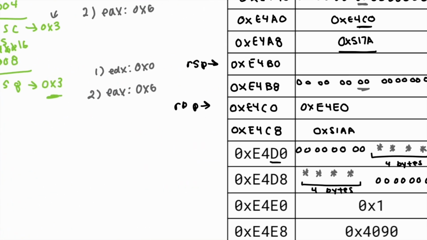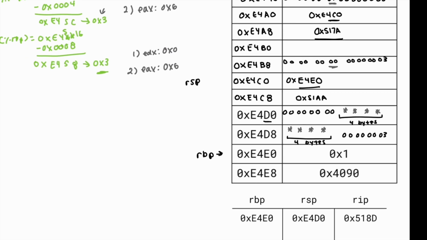We're moving RBP to RSP. RSP goes down. Then RBP goes to this address, E4E0. RSP goes down by 8. And then because of the return instruction, it's going down by 8 again. By going down, I mean it's moving toward the higher memory address. So it's going to go to 8.